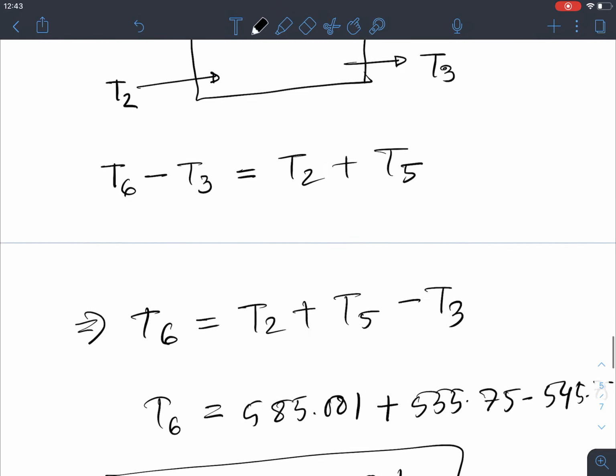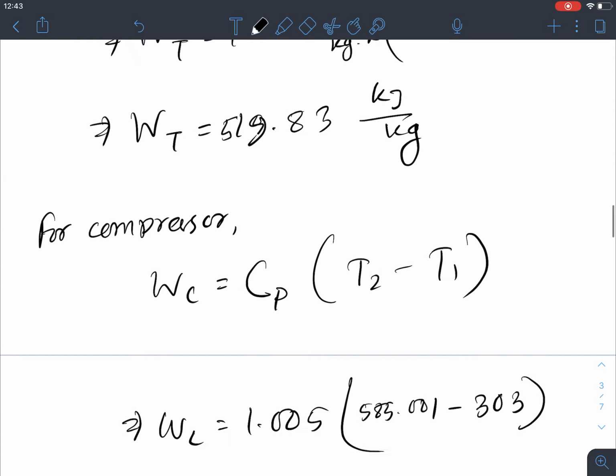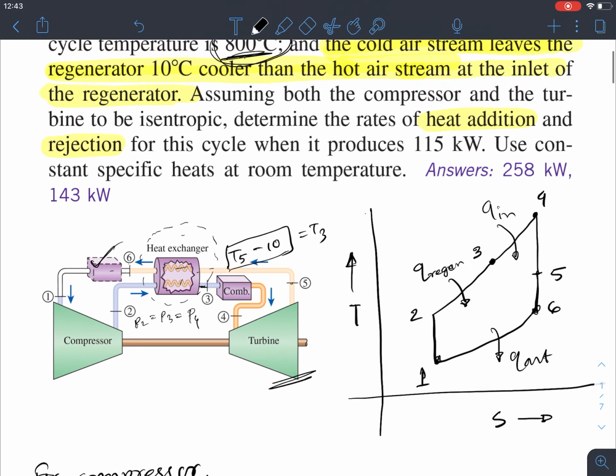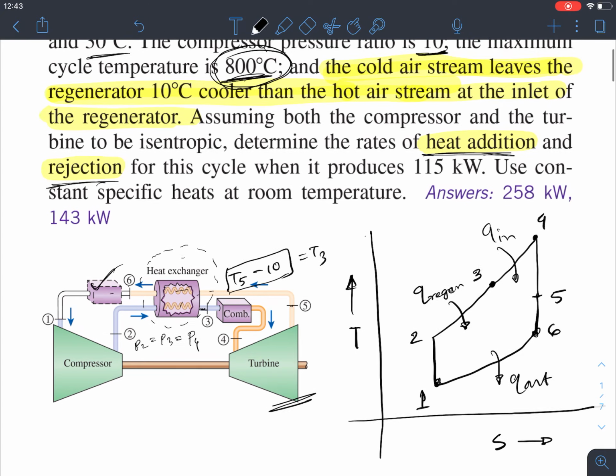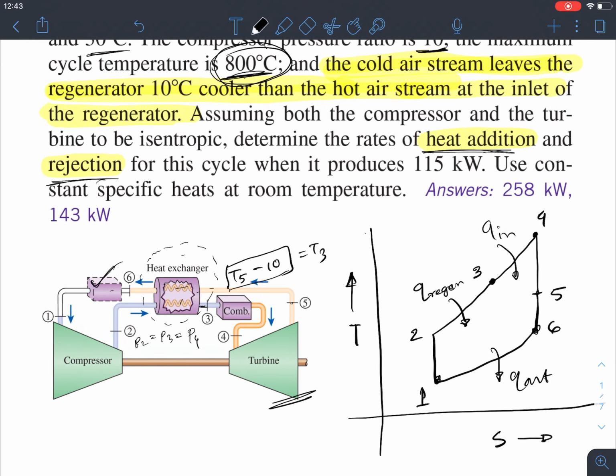Okay, so that's all about this math problem. Basically it is asking us to determine the heat addition and heat rejection, and we determined the heat addition and heat rejection. So that's all for this problem.